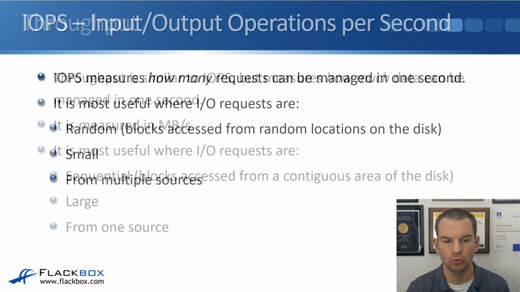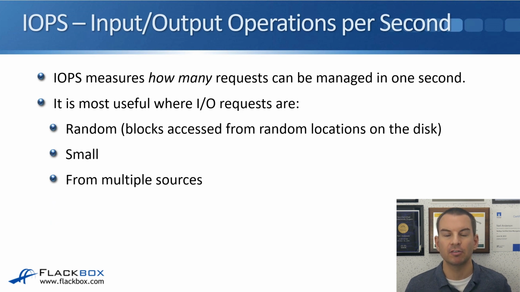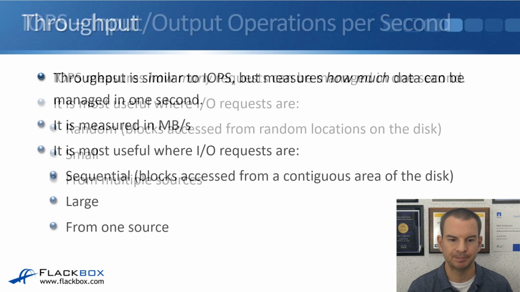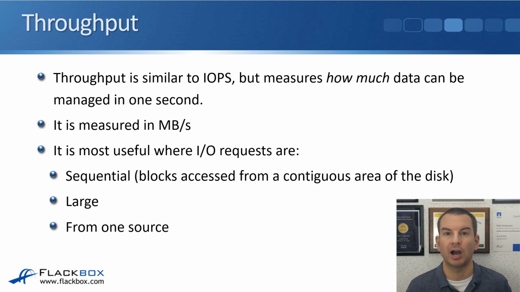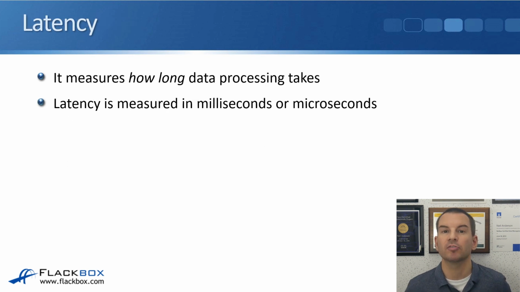So if I just go back to IOPS, you can see that this is measuring how many requests are managed in 1 second without giving an indication of the size of the requests in the number reported. But obviously, the larger the requests, the smaller the amount of IOPS you'll get. So this is most useful where the I/O requests are small and the size is not so important. Where the requests are large, we do want to take that into account, so throughput is the more relevant metric then. Okay, so that was IOPS and throughput.